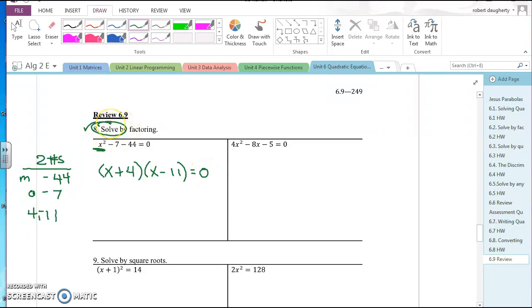We were asked to solve. Solve means come up with a solution. So negative 4 and 11. Those are the two solutions to that particular problem.